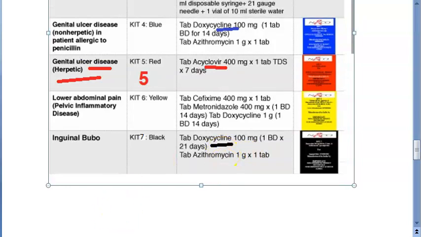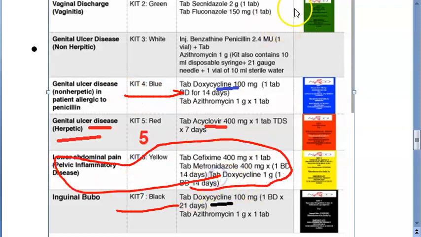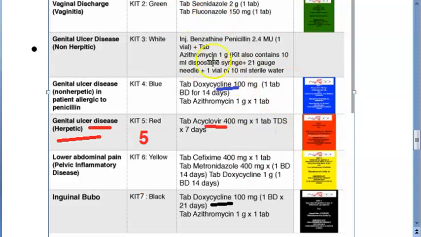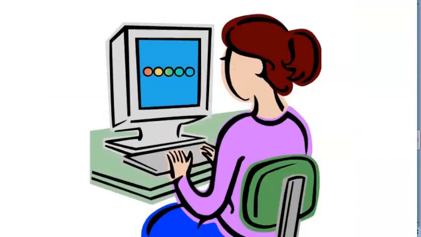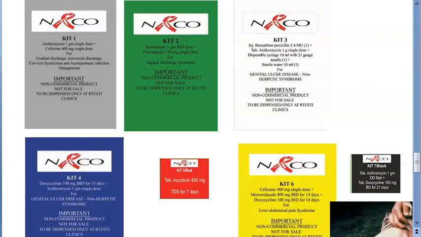If you notice, doxycycline is there in quite a few of them. Doxycycline is there in the black one, the blue one and the yellow one. Do you want me to use specific colors while writing this? Okay. So doxycycline is main in the black and blue one. At least that much you remember. In the blue one, what is it treating? Genital ulcer, that is non-herpetic kind. Okay. And what is the black one for? Inguinal bubo. Okay.